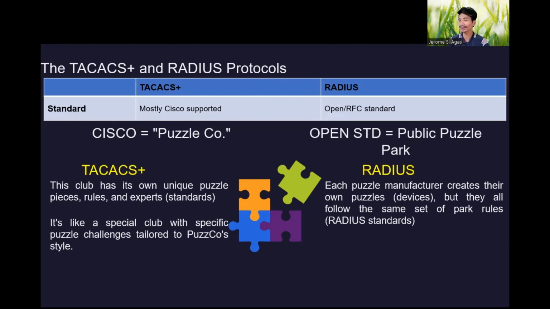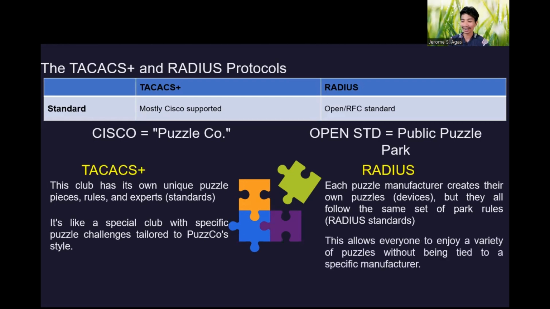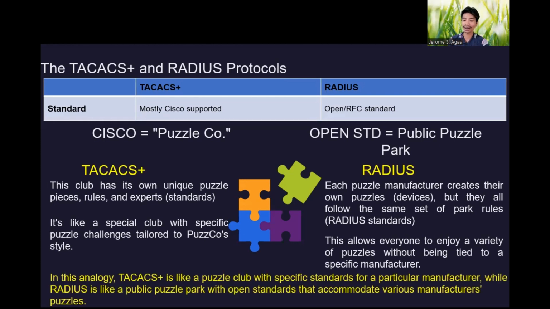And the other one is not branded. This allows everyone to enjoy the variety of puzzles without being tied to a specific manufacturer. So meaning to say, they are free to use what everyone's enjoying, right? And in this analogy, TACACS is like a puzzle club with a specific standard for a particular manufacturer, while RADIUS is like a puzzle park with an open standard that accommodates various manufacturers' puzzles. So that's the standard of TACACS and RADIUS.